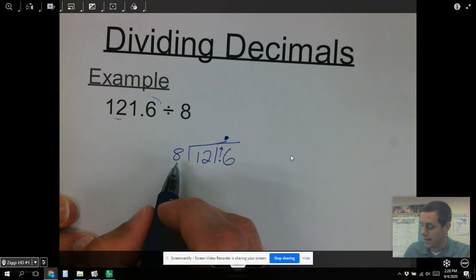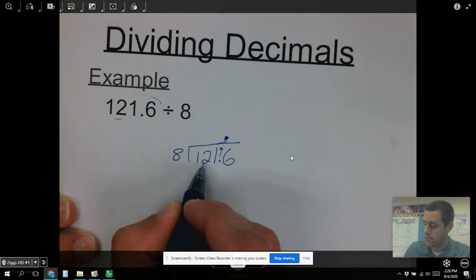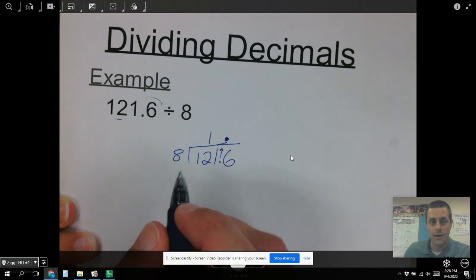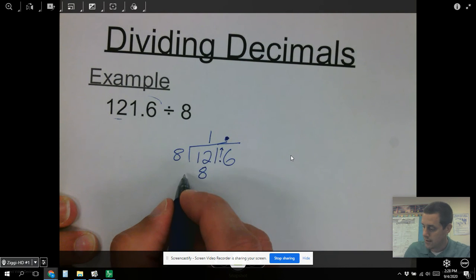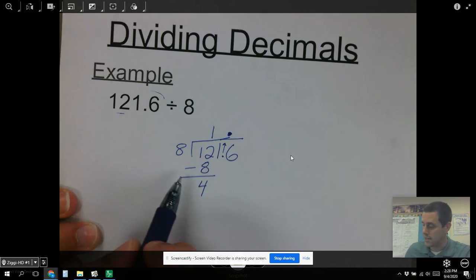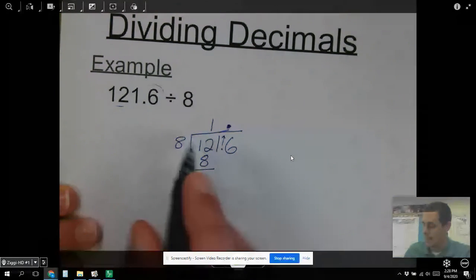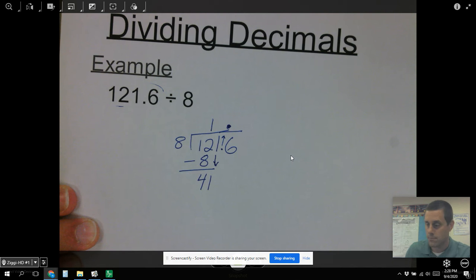Now we're ready to divide. 8 cannot go into 1, so I'm going to jump to my next digit, 2. Dividing 8 now into 12. 8 will fit one time. And now we're going to multiply. 1 times 8 is 8. 12 minus 8 is 4. Don't forget your check step. 4 is less than 8. So now I can bring down the next digit, 1, and we're going to repeat that division process.